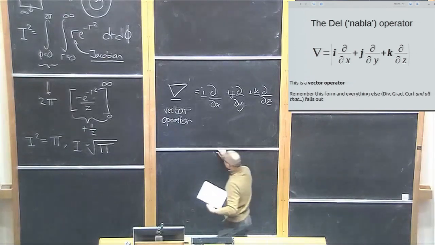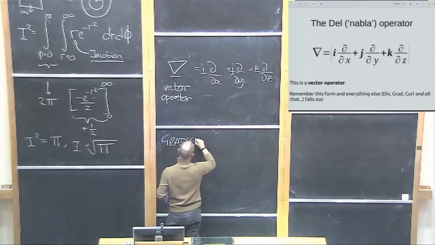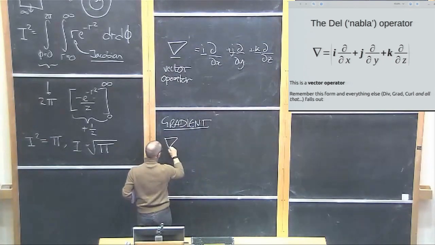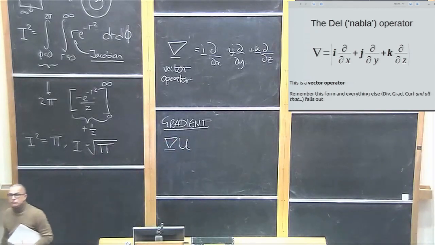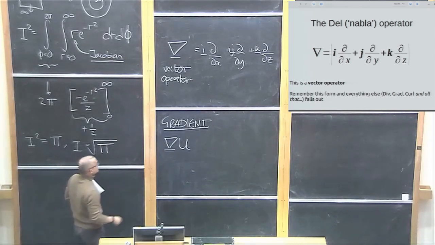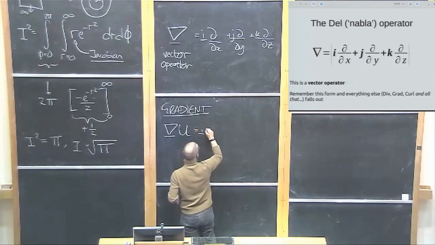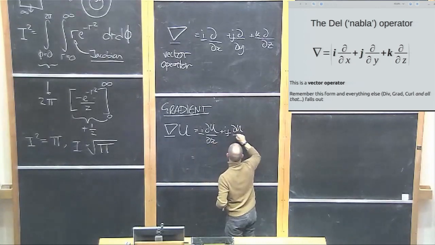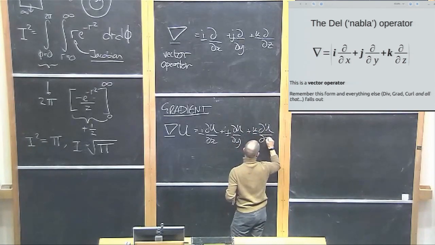Okay, so then the gradient is the operation of this vector operator on a scalar field. So the gradient of some scalar field u, and I may use u, I may use phi, I may use some other symbol to represent my scalar field. If it's not underlined, it's not a vector, it's a scalar field. So that will be simply i du/dx plus j du/dy plus k du/dz.